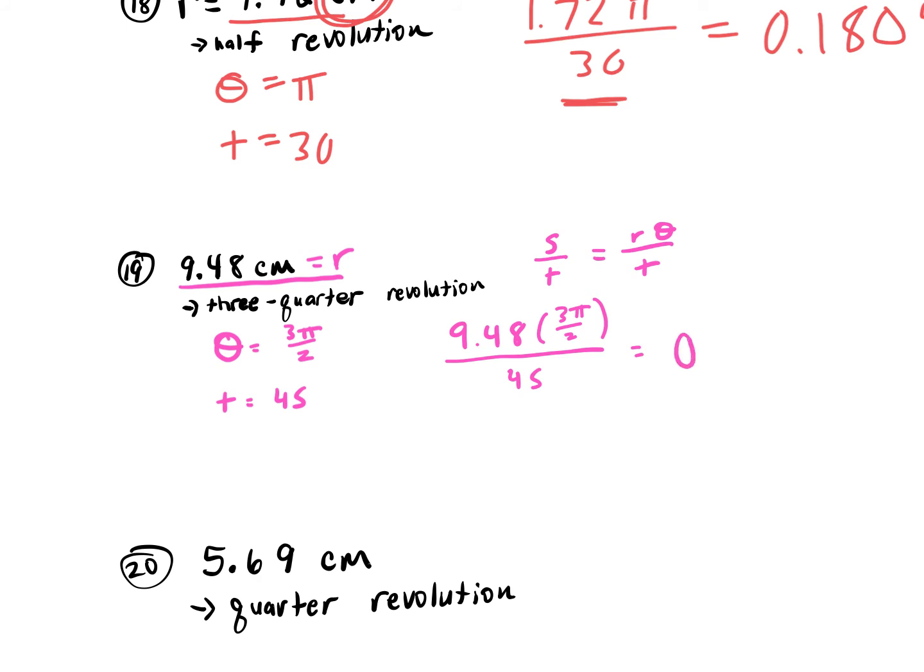Wait, that's it? And you should get 0.99. And then what would our units be? Centimeters per second. You have to actually multiply.